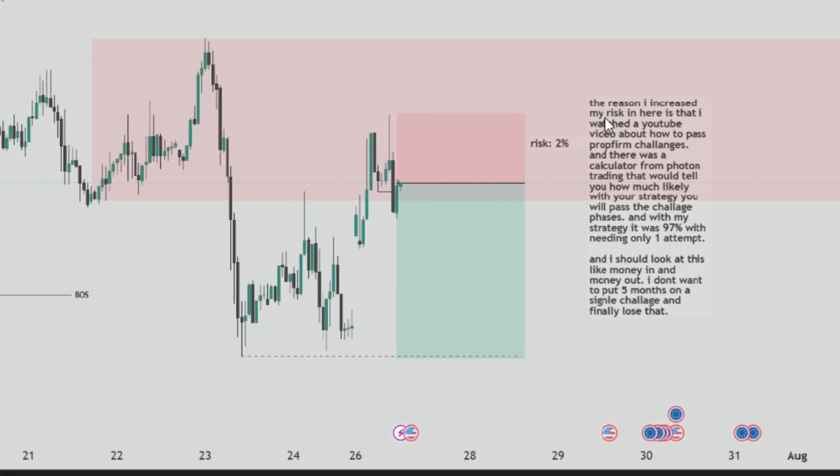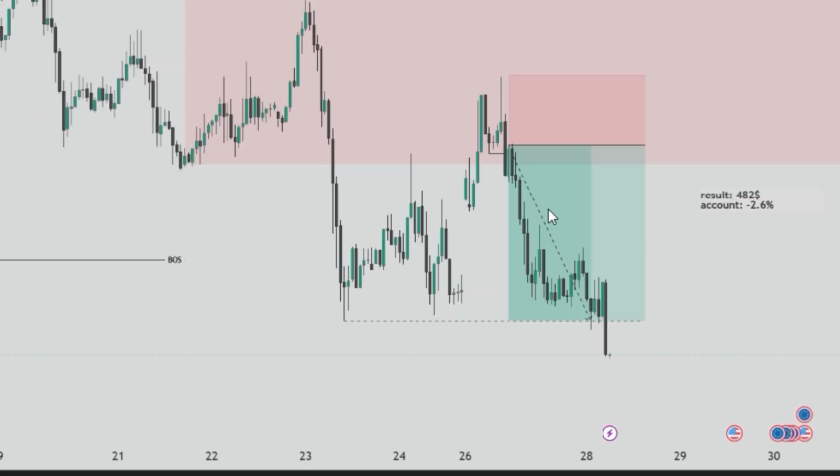The reason I increased my risk is here, and yeah, the risk is 2%, and here's the reason why I did it. I watched a YouTube video about how to pass challenges, and there was a calculator from Photon Trading that would tell you how likely it is, with your strategy, that you will pass the challenge phases. With my strategy it was 97% with needing only one attempt, and I should look at this like money in and money out. I don't want to put 3 months on a single challenge and finally lose it.